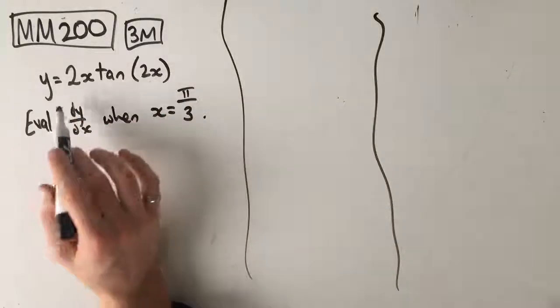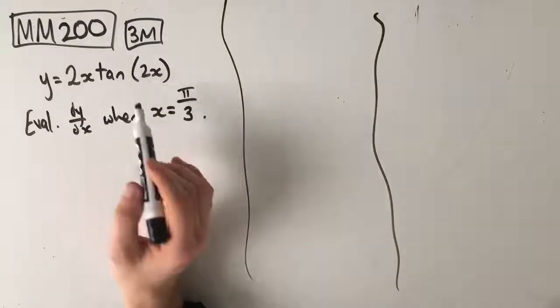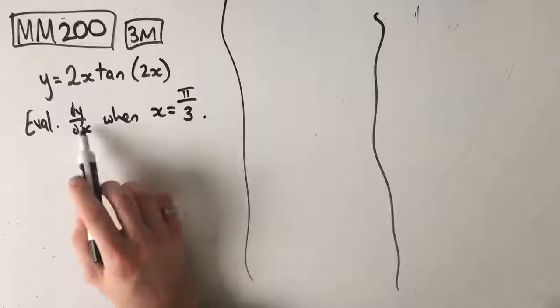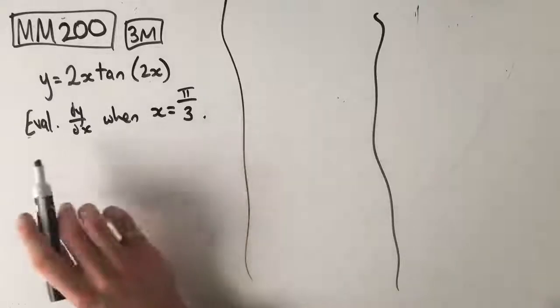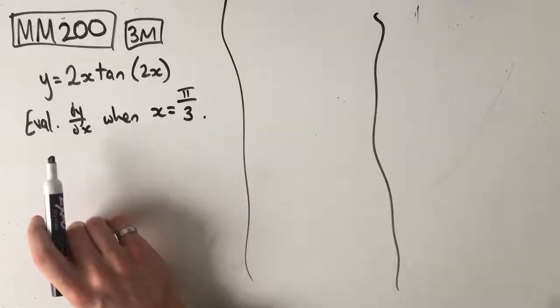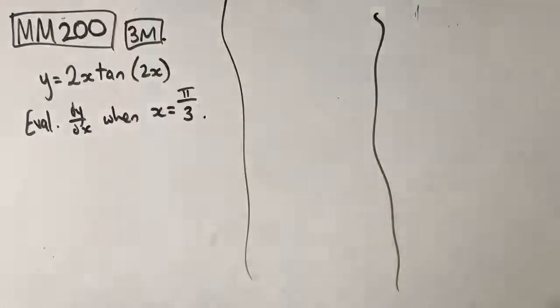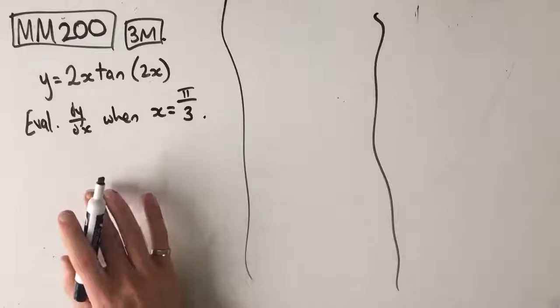Now we've got this function y equals 2x tan of 2x. We need to evaluate dy/dx when x equals pi on 3. Keeping in mind we don't have our calculator, it's a non-CAS question, and it's also worth 3 marks. So we're going to keep that in mind as we're working through and showing all of our working.